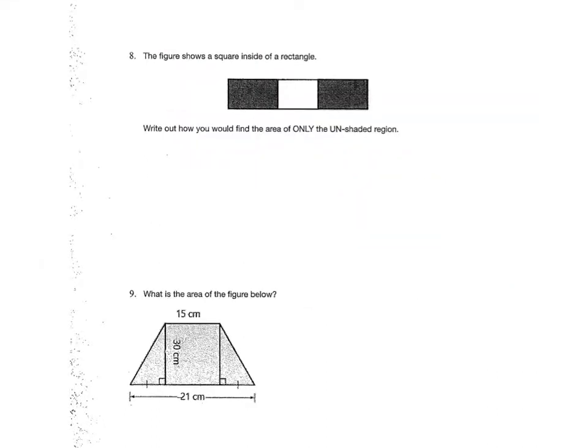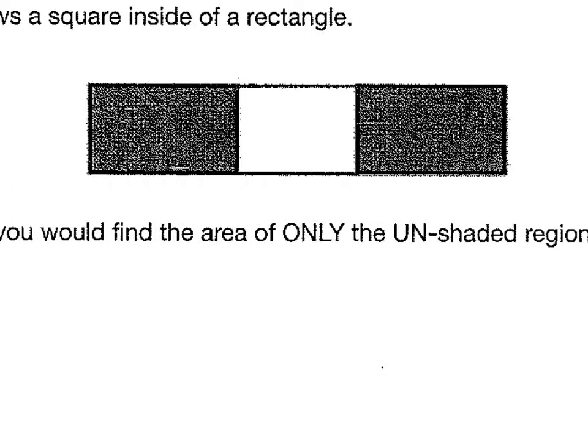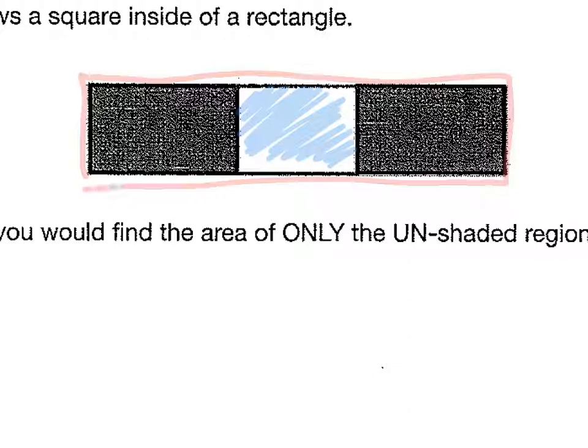Number 8, the figure shows a square inside a rectangle. Write how you would find the area of only the unshaded region. So pretty much what we are trying to find is this area right here. This one's a little more difficult to do because we simply have to describe it. But what I would suggest is I would probably try to find the area of the entire thing. If I knew the area of the entire thing, I would want to take away these portions right here.